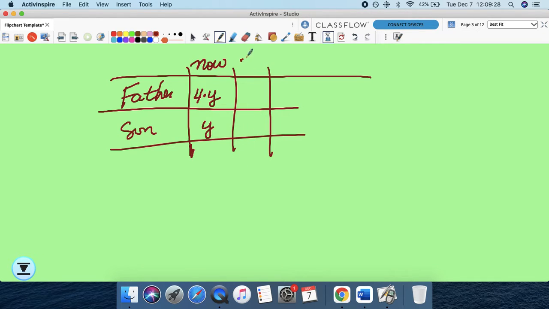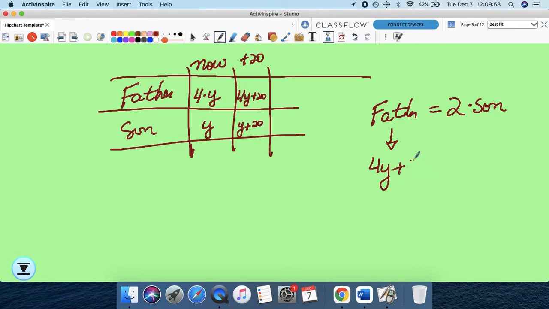In 20 years from now, plus 20, the father is going to be 4Y plus 20, and the son is going to be whatever his age is today, Y, plus 20. In 20 years, they have a special relationship. It says that the father will be 2 times as old as the son. So let's use their ages in 20 years. The father is going to be 4Y plus 20. And the son is going to be 2 times his age 20 years from now, which is Y plus 20.